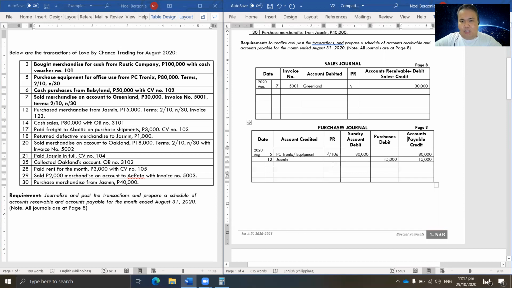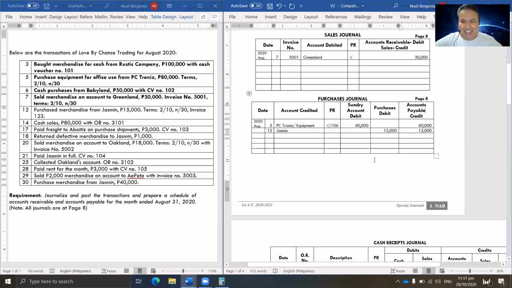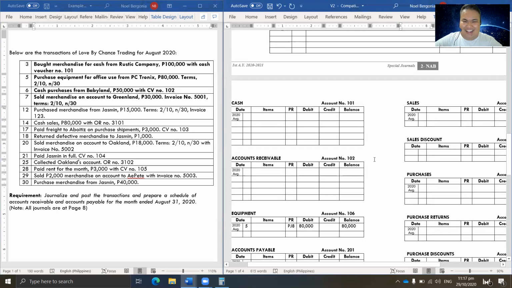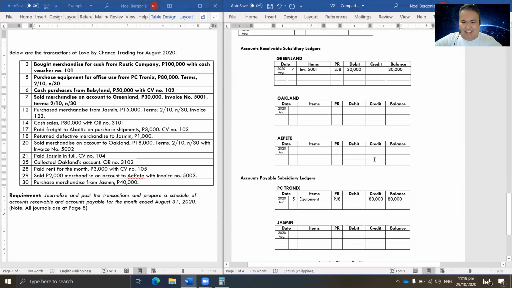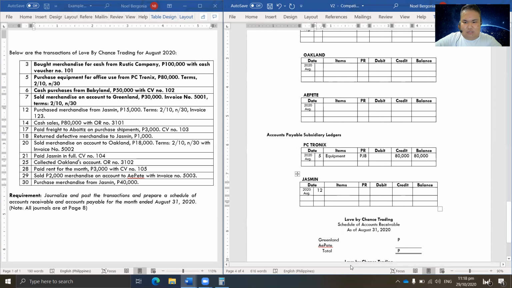Okay? So what do we need to do? Since affected ang accounts payable natin, we need to reflect that saan? Sa accounts payable subsidiary ledger. So tara, hanapin natin yung accounts payable subsidiary ledger. Okay? Nagpapakadora na ako, sorry. Okay, so wait lang, hanapin na natin. Ayan, nakita na natin si Jasmine. Okay, so on Jasmine's accounts payable subsidiary ledger, okay, so we have to record it on 12 of August.